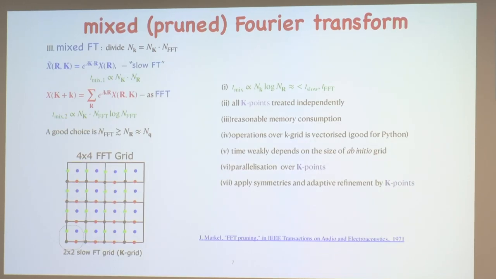Okay, so the main idea of how I came to this is something which I called the mixed Fourier transform, which is a mixture of slow and fast Fourier transform. So we know that the fast Fourier transform is fast. That's why it's called fast.